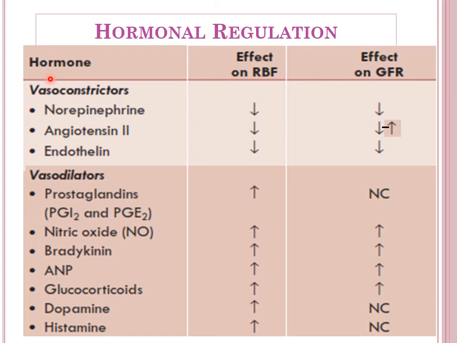Okay. And vasoconstrictor substances mainly lead to a decrease in the renal blood flow and the GFR. As for example, norepinephrine will cause the vasoconstriction of both afferent as well as efferent arterioles, by which it will decrease the renal blood flow as well as the GFR.